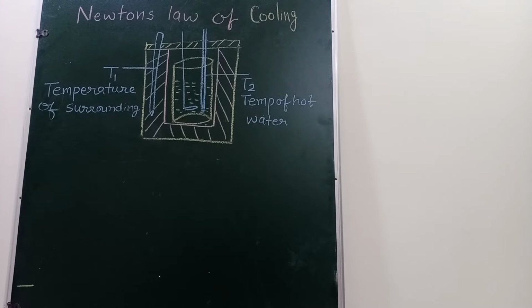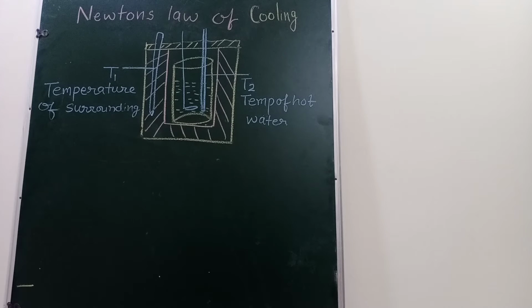If the difference between the temperature of the hot body and the surroundings is large, then the rate of loss of heat will be more. For example, tea loses its temperature more in the winter season than in the summer season.